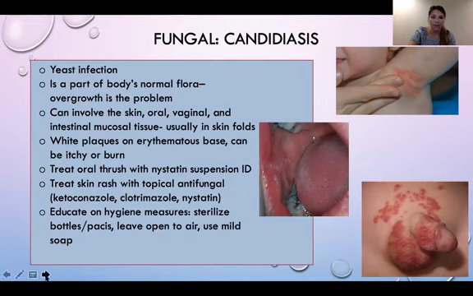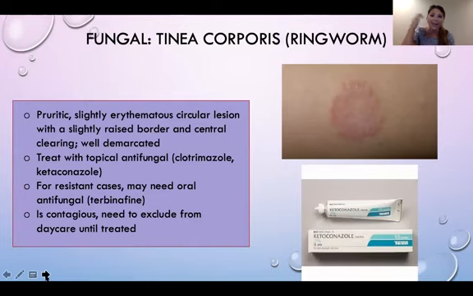Next portion of the fungal is ringworm. So fun. So we're going to talk about a few different types of the tinea, but first we'll talk about the tinea corporis. So that's the ringworm. So here's a lovely picture of it. I'm sure you guys have all seen this, but it's going to be really itchy. It's going to be red.